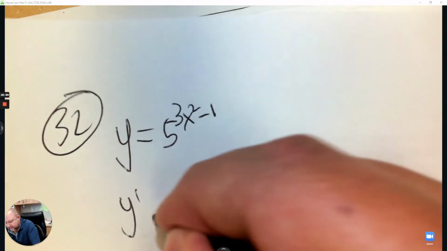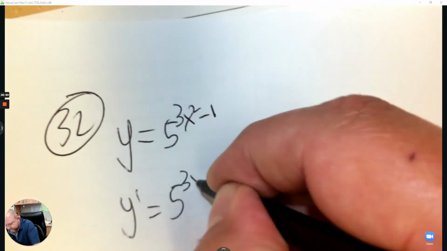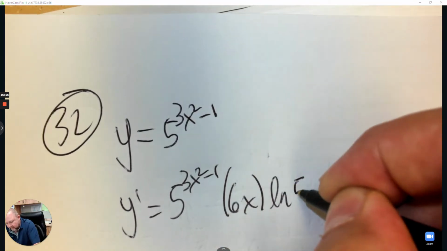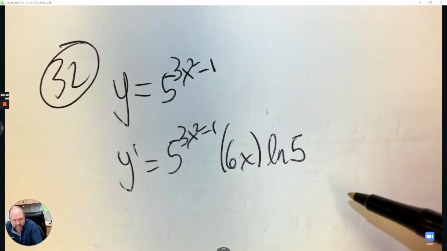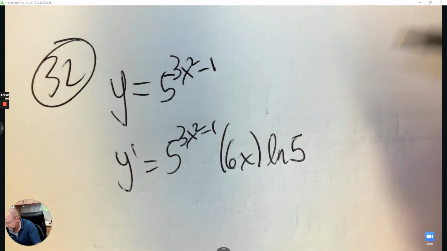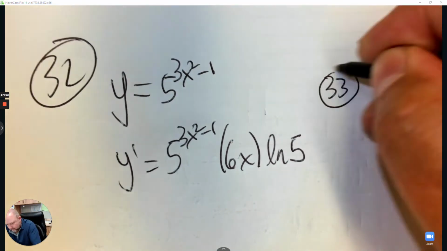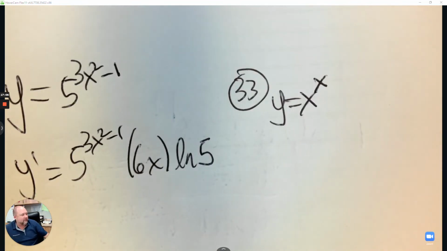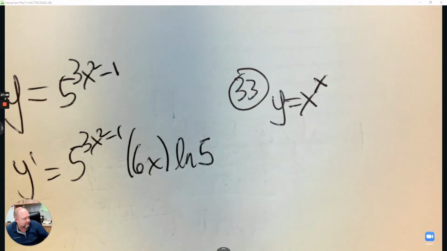The derivative of this, you copy the hook, and then it needs a ln 5 because the base is not e. Ooh, tricky one. X to the exponent x. Let me just see how they handle this. I think they did a logarithm here.